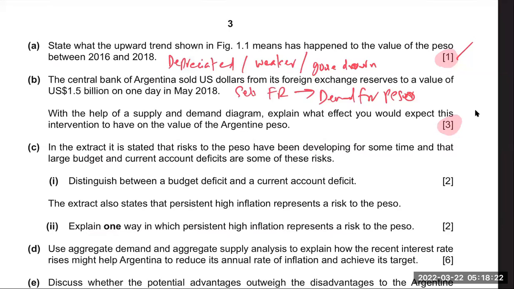Okay. In the extract, it is stated that risks to the peso have been developing for some time and that large budget and current account deficit are some of those risks. Distinguish between a budget deficit and a current account deficit.